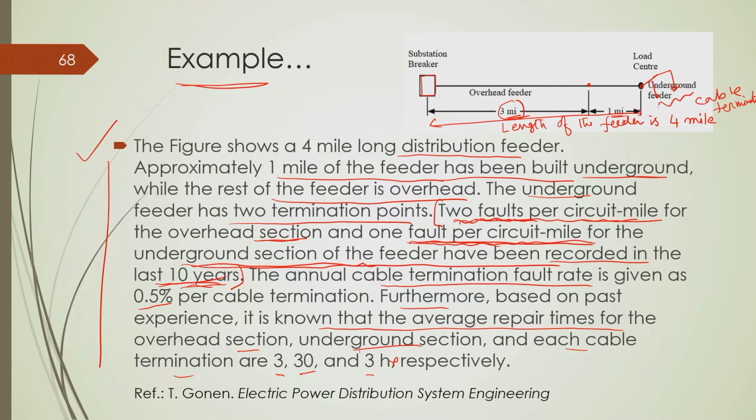Here the recorded failure data is given as 2 faults per circuit mile, or per unit length, for the overhead section and 1 fault per circuit mile, or per unit length, for the underground cable. Based upon experience, the average repair time for the overhead section is 3 hours, underground section is 30 hours and each cable termination is 3 hours.